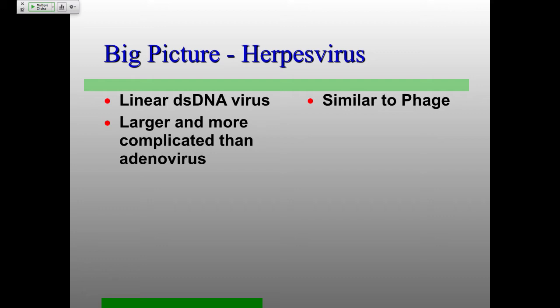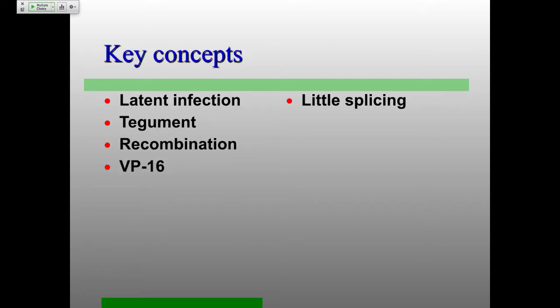In a bigger picture, there are, in fact, a lot of similarities between herpes viruses, and particularly the nucleocapsid in terms of the structure, and bacteriophage. So the way that packaging works, the way that the DNA gets put into the capsid, how you put the capsid together, a lot of these things are extremely similar to what you see in bacteriophage. There are a couple of differences, of course, and those are the ones that Stedman loves to harp on.